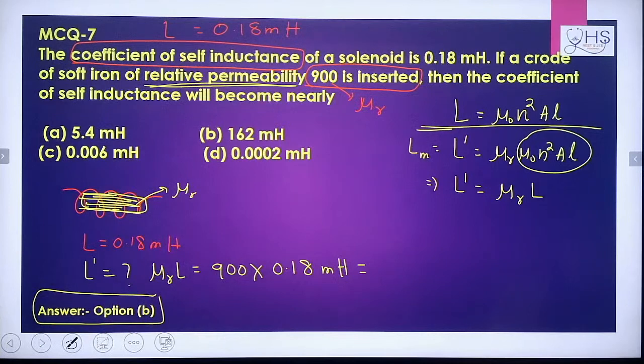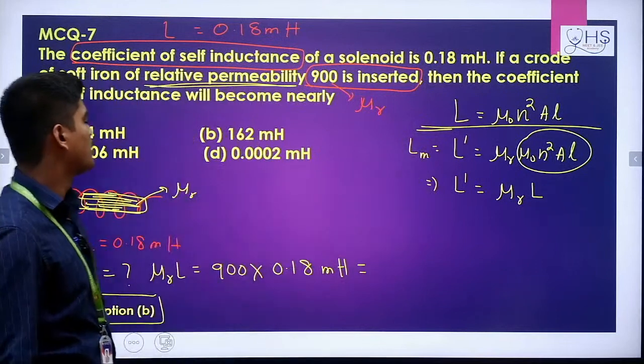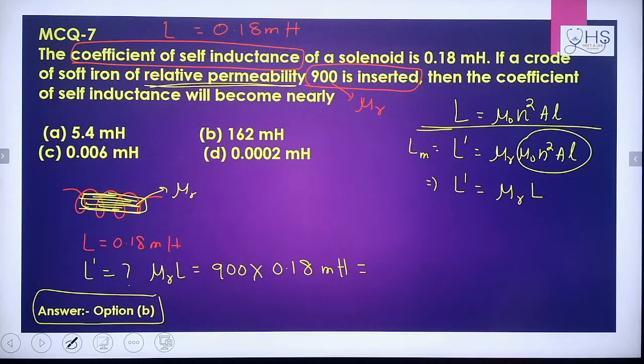Option B. Okay. So L prime equal to nothing but mu r into L. Mu r into L. So relative permeability into self inductance value in air. So when inside the solenoid air is there, this is the formula. When some material is present in the solenoid, this is the formula. Okay.